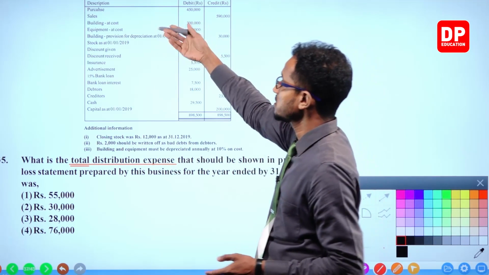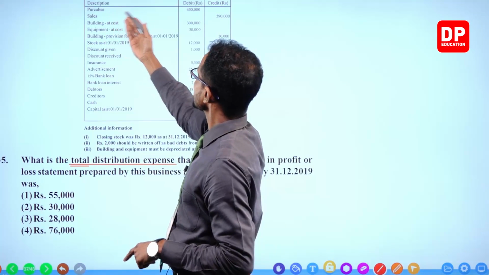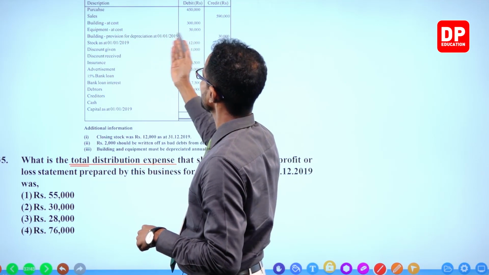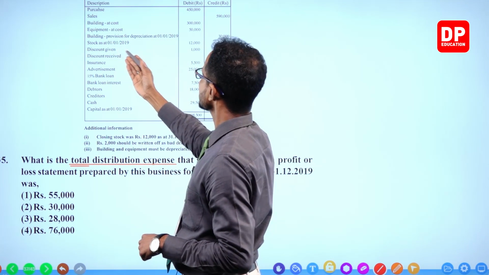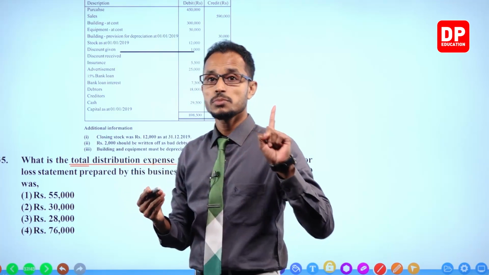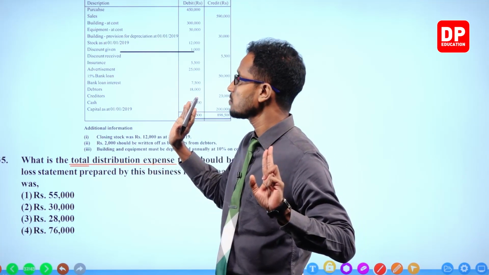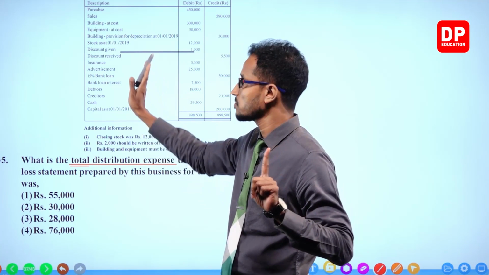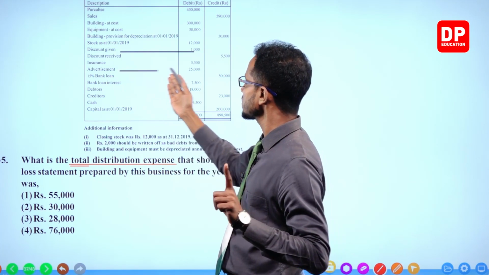We have the trial balance right here. What are the distribution expenses? Purchases, no. Sales, no. Building, equipment, building, provision for depreciation, stock. Discounts given is a distribution expense. Discount received? No. It's an income. Insurance? No. Advertisements? Yes, 25,000.